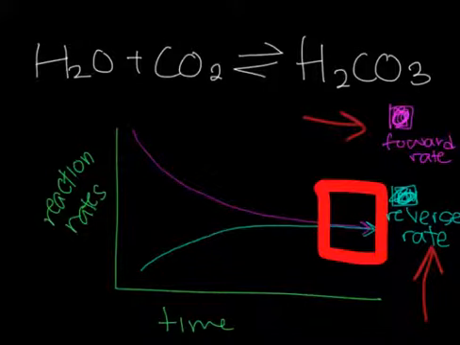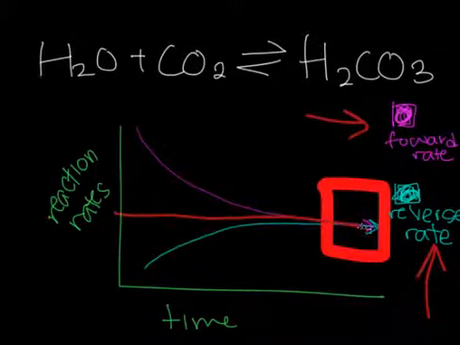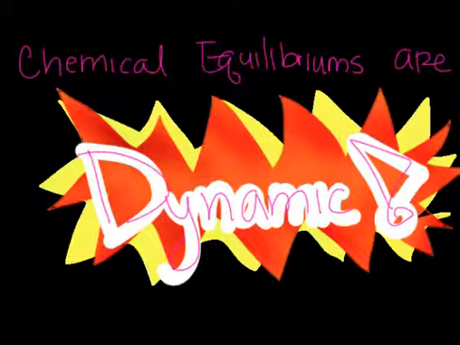This is when a chemical reaction is in a state of equilibrium. Notice, however, the forward and the reverse rate are at a non-zero value. That means that this equilibrium is a dynamic equilibrium. There's still stuff happening inside the system, it's just that the forward rate is equal to the reverse rate. Therefore, one very important concept that you should remember is that chemical equilibriums are dynamic.